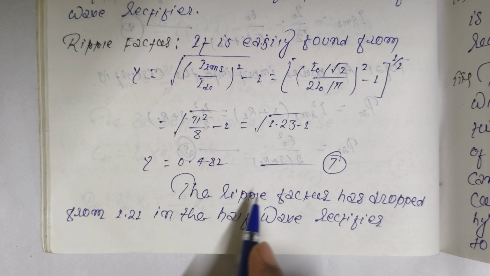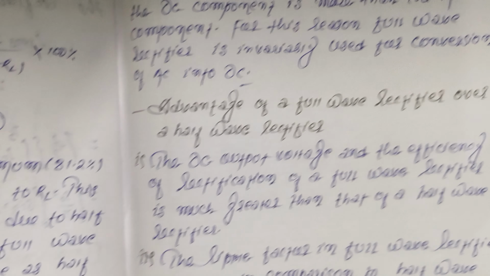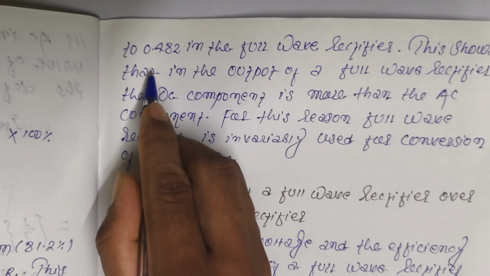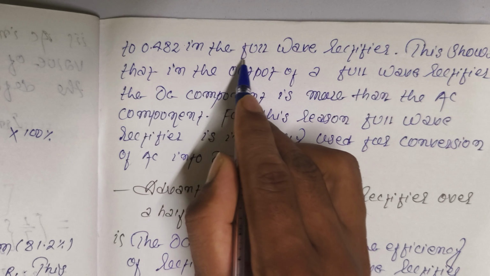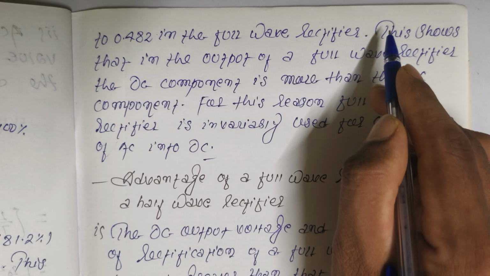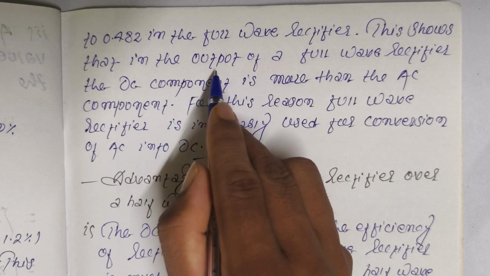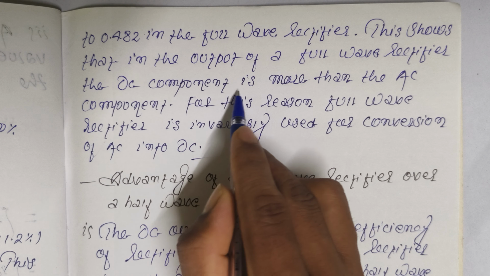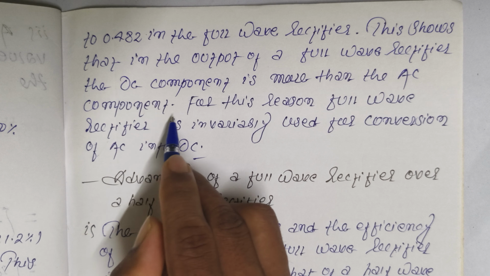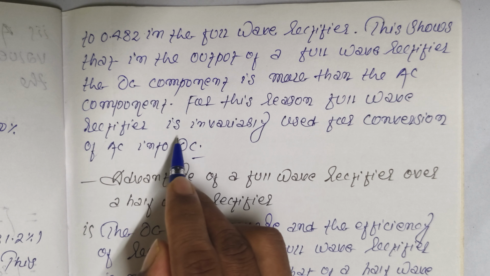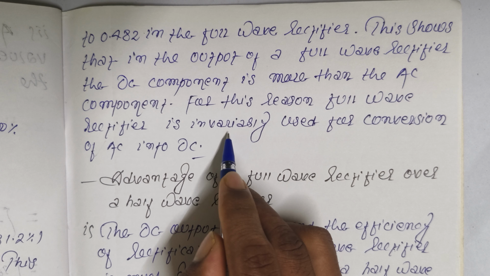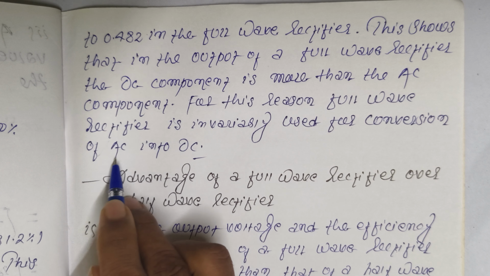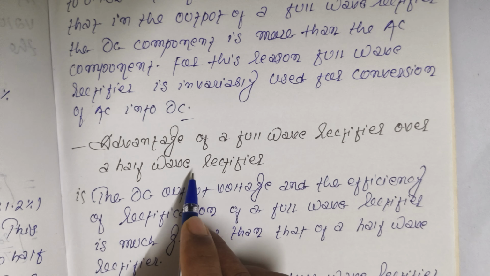The ripple factor has dropped from 1.21 in the half wave rectifier to 0.482 in the full wave rectifier. This shows that in the output of a full wave rectifier, the DC component is more than the AC component. For this reason, the full wave rectifier is invariably used for conversion of AC into DC.